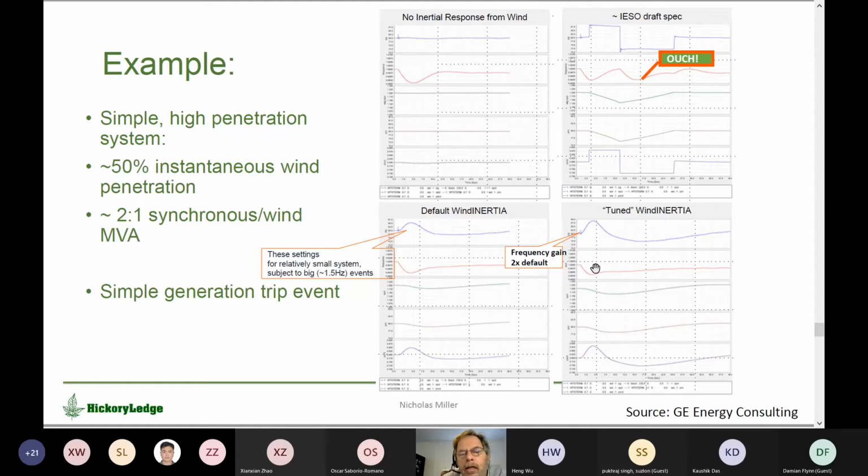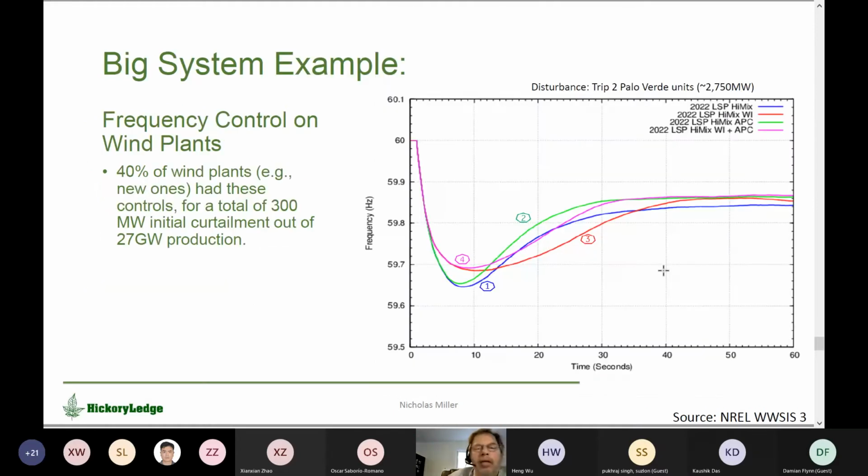And then here we tune the control to make it a little more aggressive. That frequency excursion is quite a bit different. You can't really tell on this chart, but this is a better outcome. We got less depth and the response is stretched out. So you will see that if you start to experiment with these.